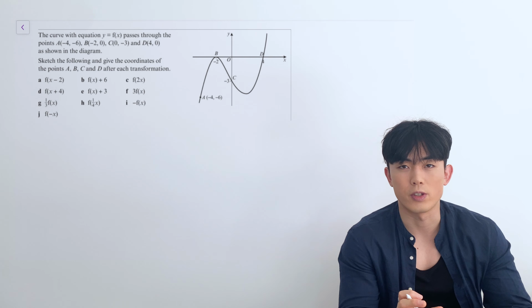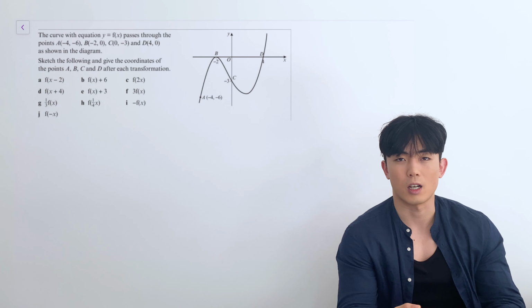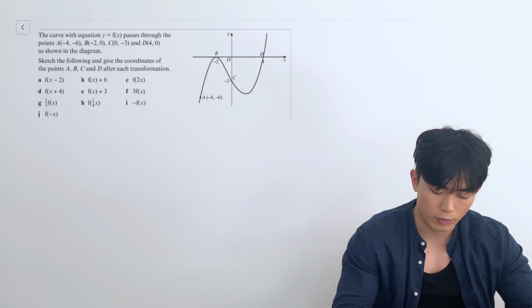So these are the original points, and now we're going to apply some transformations to these points. You can see here a couple of transformations, and they're asking you the coordinates of A, B, C, D after each transformation. So I'm going to write out the first coordinates first.